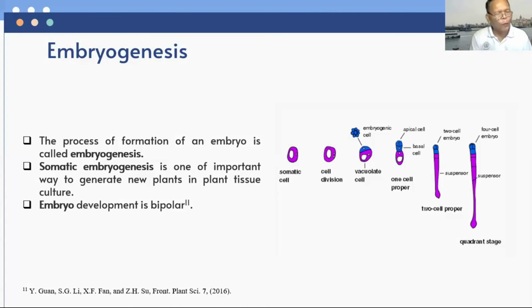Embryo development is bipolar, having a shoot pole and a radicular pole at opposite ends. Embryos are not organs because they are structurally independent from their parent body, such as they do not have a vascular system connecting them with their parent plant body.